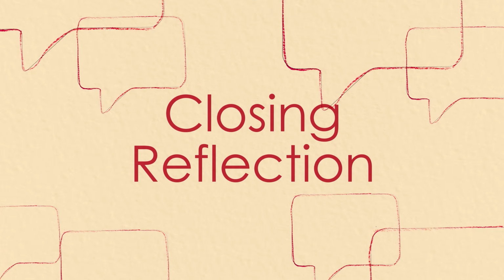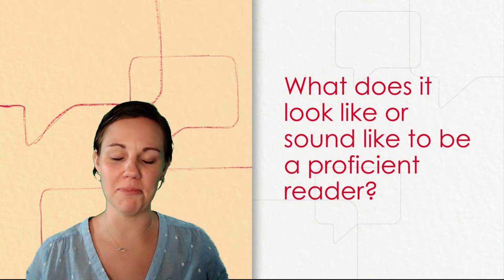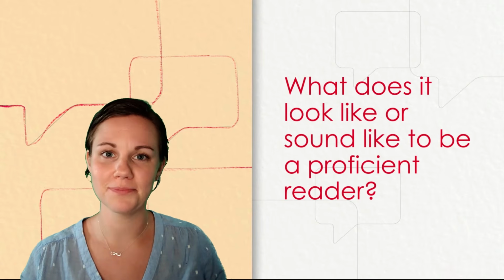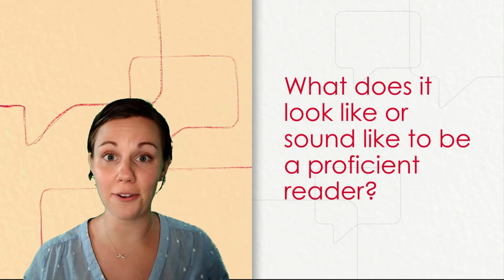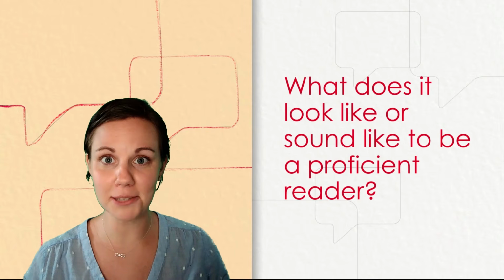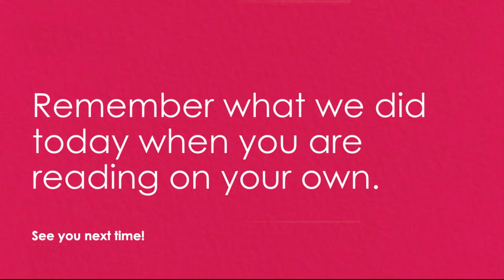Closing reflection. What does it look like or sound like to be a proficient reader? A proficient reader uses what they notice about vowel sounds and syllable types to help them decode words. Remember what we did today when you are reading on your own.